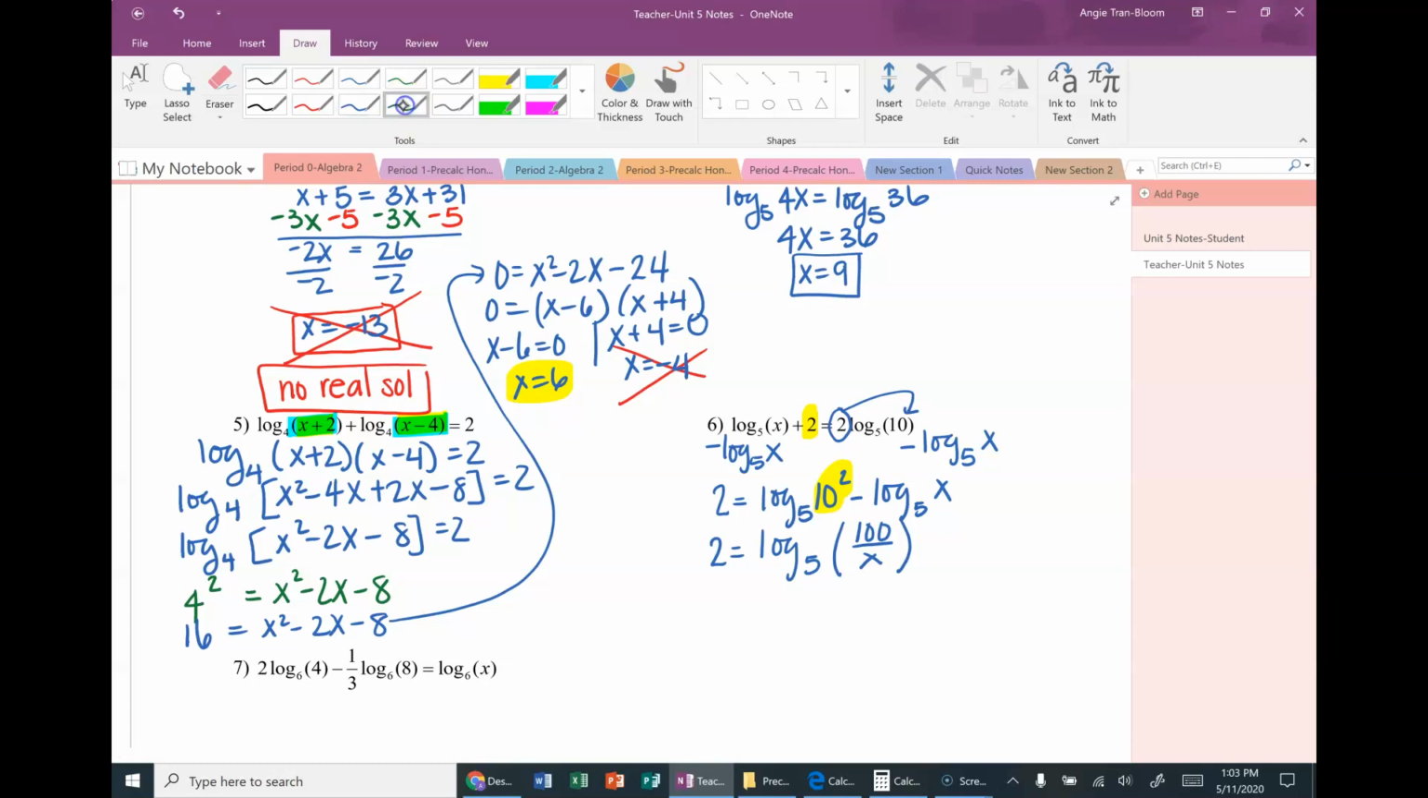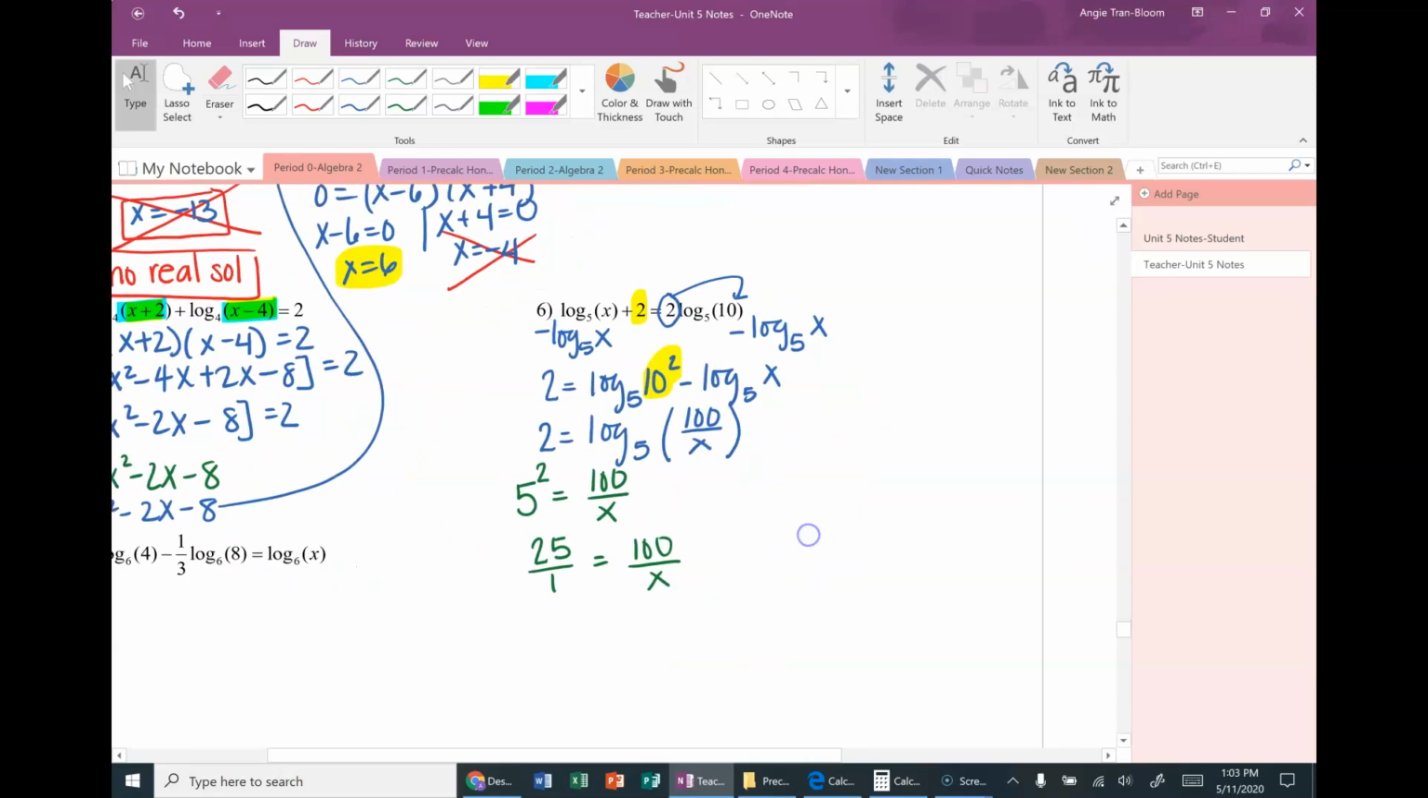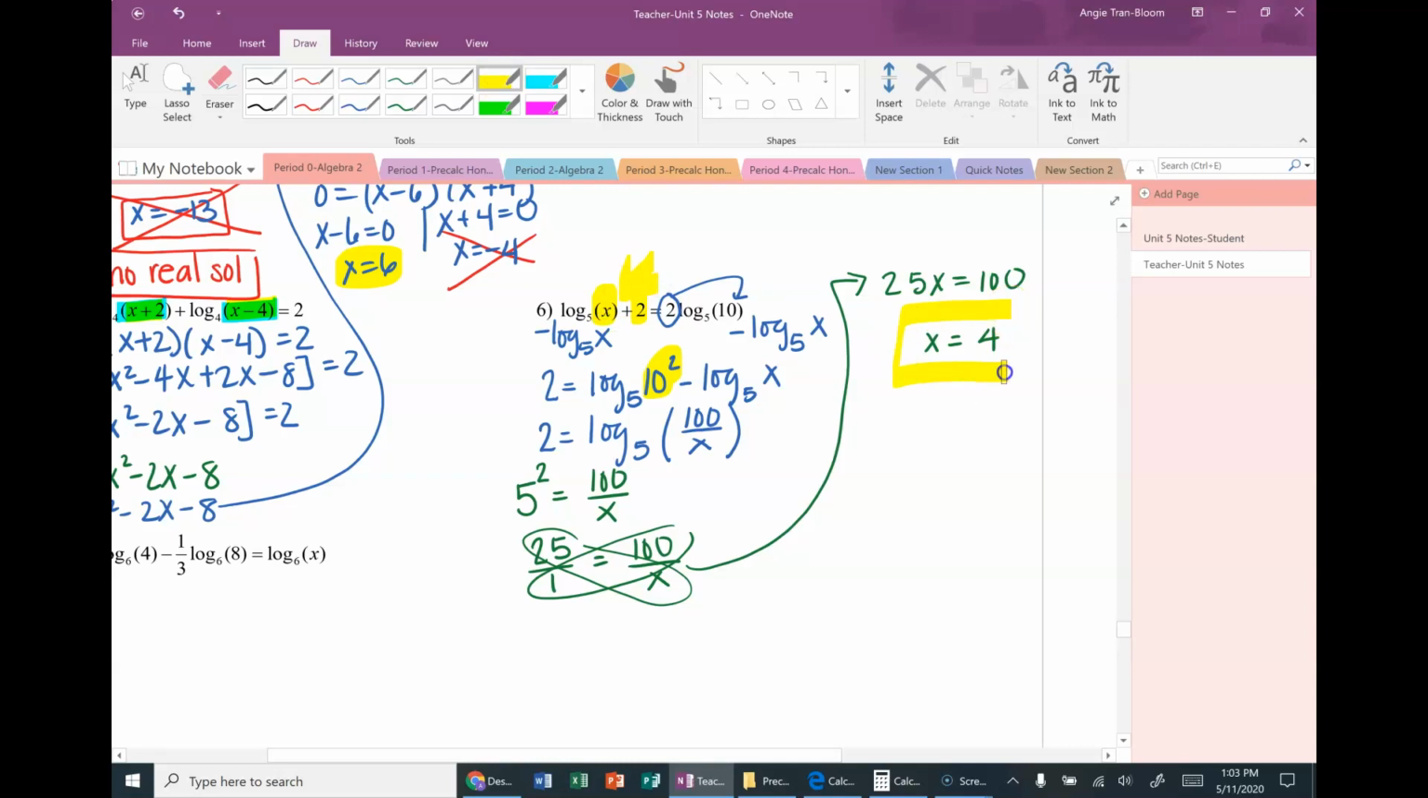Now you only have one log on the right side and no log on the left. So what we must do is rewrite it as an exponent. Your base is 5. 5 to the second power equals 100 over x. 5 to the second power will give us 25. I can even make it over 1 if I want to, equals to 100 over x. From here, we can cross multiply. That's 25x equals to 100. Divide both sides by 25. X will give me 4. Double check. When I plug in 4 in this x location here, is that positive or negative? That's definitely positive, so you can box this up.